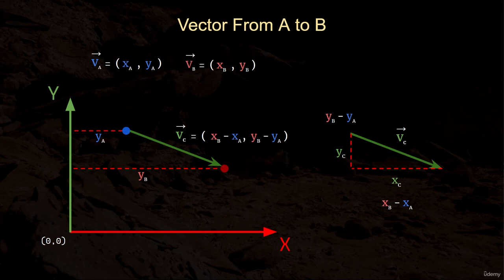So this component-wise subtraction is really just vector subtraction. It's vector B minus vector A. So if you have 2 vectors representing 2 locations in space, you can take the destination minus the starting point and always get the vector from point A to point B. So let's do this calculation in our project.